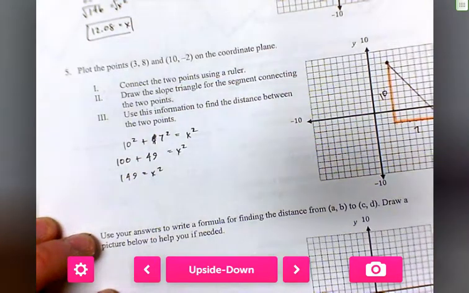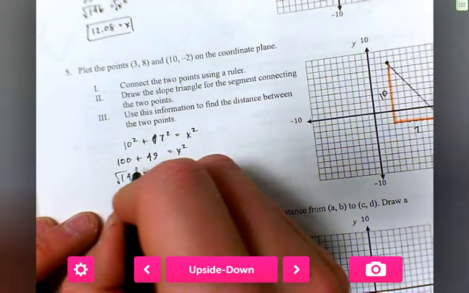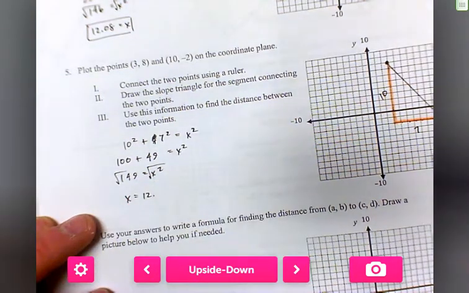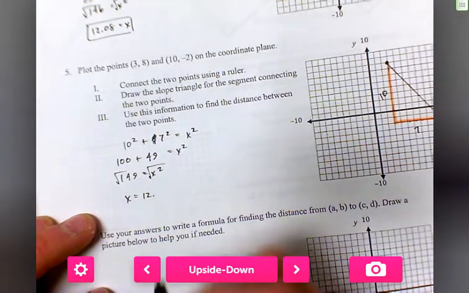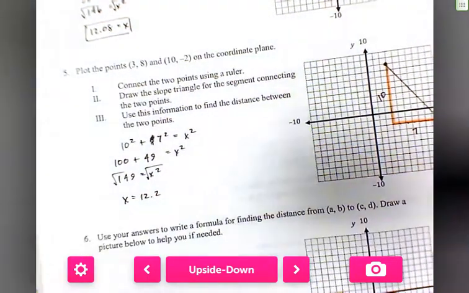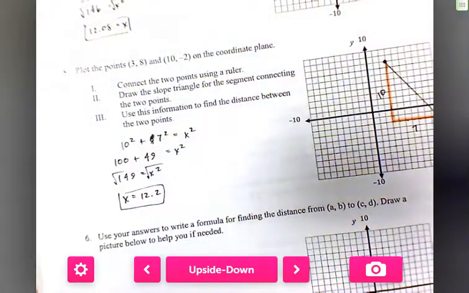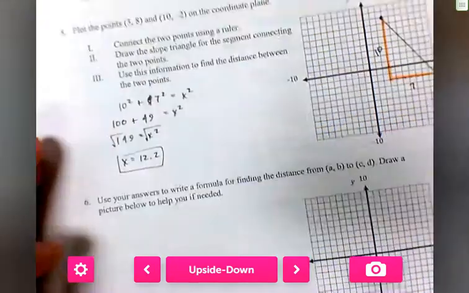And then we get x squared by itself by taking the square root. Good. So we've got x equals 12.2. Is that what you said, Jalen? Yeah. Nice. Yep, 12.2. Perfect. So x equals 12.2. All right, now this part is very important here.